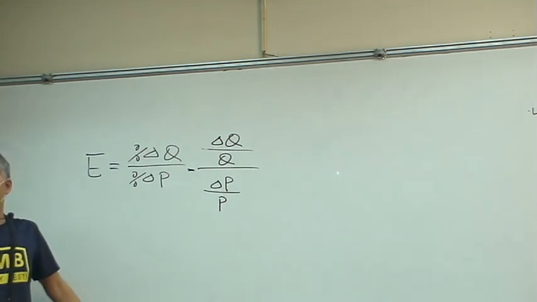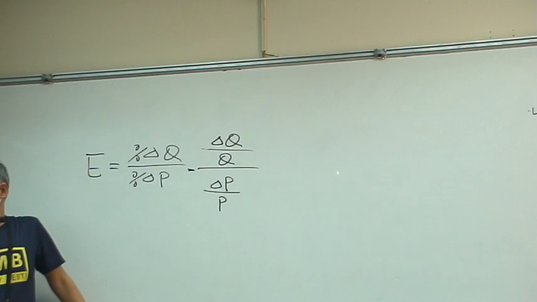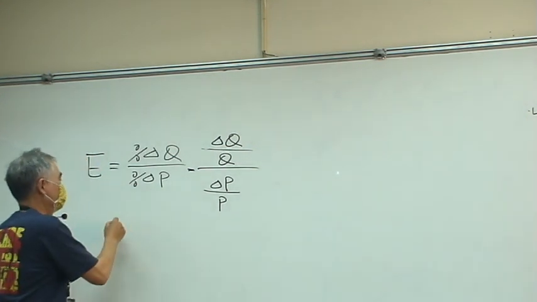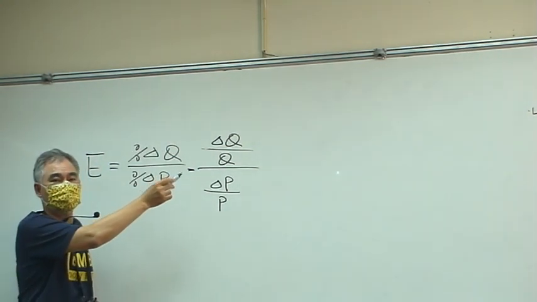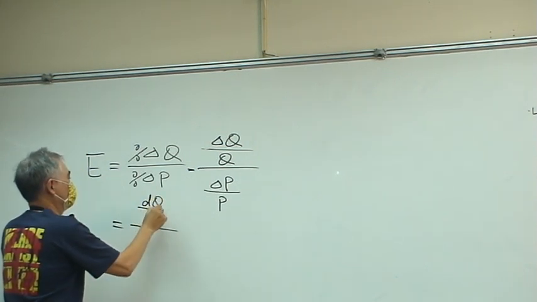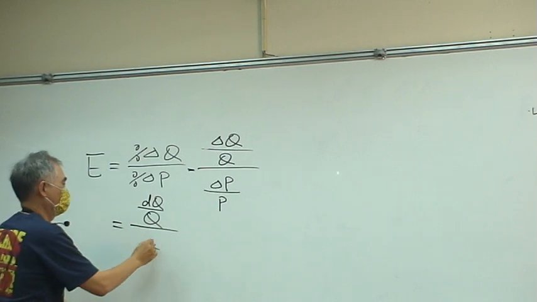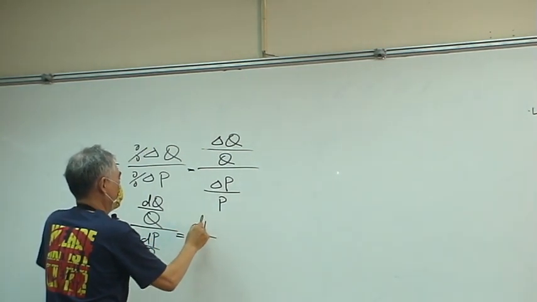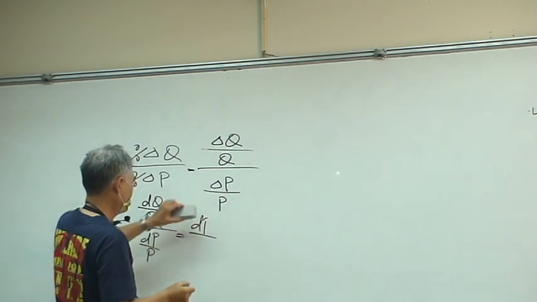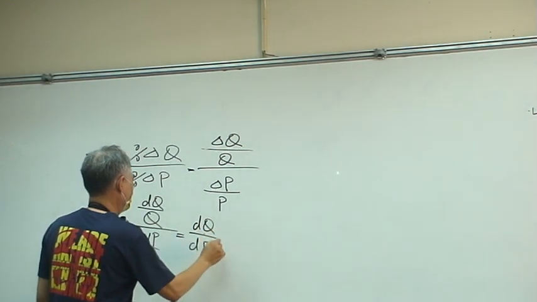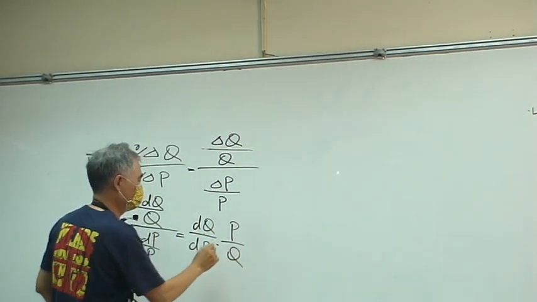Some of you may not have learned calculus. Miss Cai, have you learned calculus? No. So anyway, for this change, actually we're going to use differentiation. So this is dq over q and dp over p. So what you get is dq over dp and then p over q.